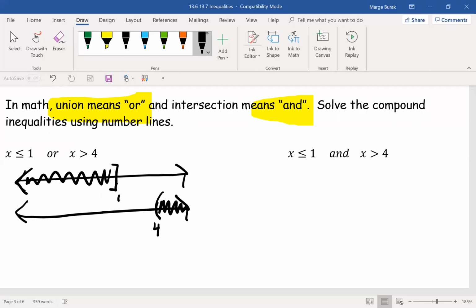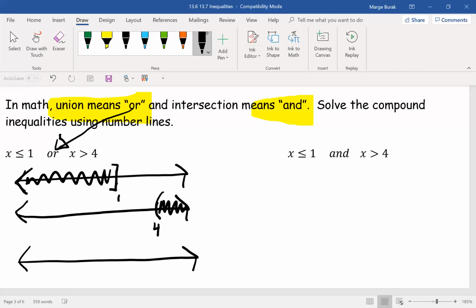Now, this side says I want "or." That means I want these guys or these guys. I want any of you guys. I want you all. So that's going to be union. That means my answer is going to be both of these.